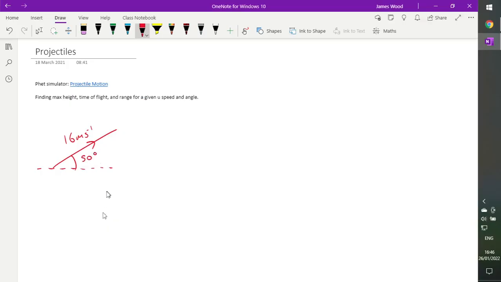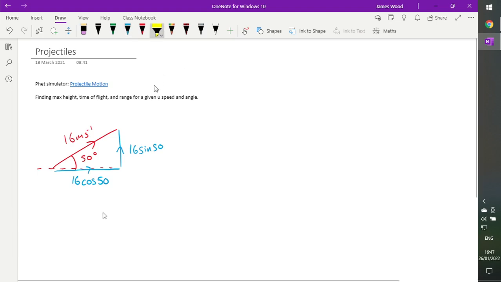Okay. Now, what we're going to do when we analyze this is we're just going to resolve the velocity into a vertical component and a horizontal component, just like we did with forces. So the vertical component is going to be 16 sine 50 meters per second. The horizontal component is going to be 16 cos 50 meters per second. So just like we do with forces, we can actually resolve the velocity. Now I'm going to try and find out some things.